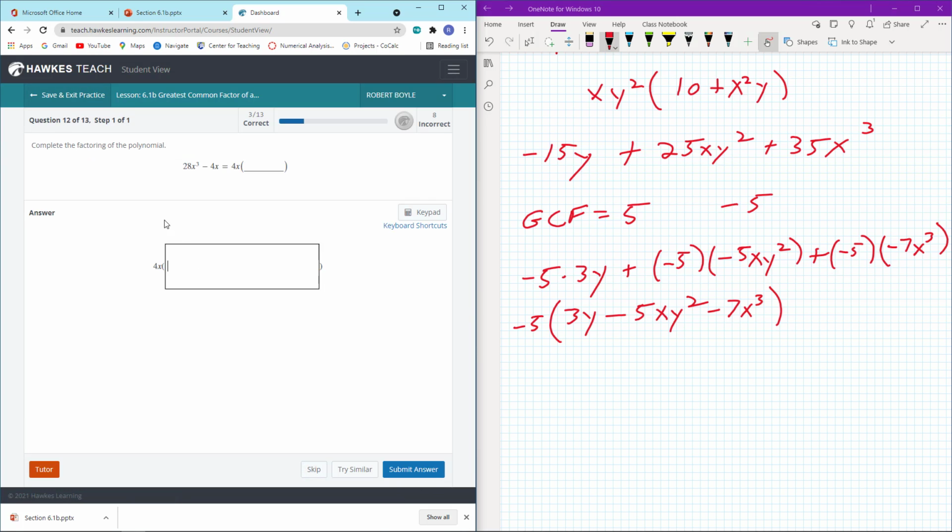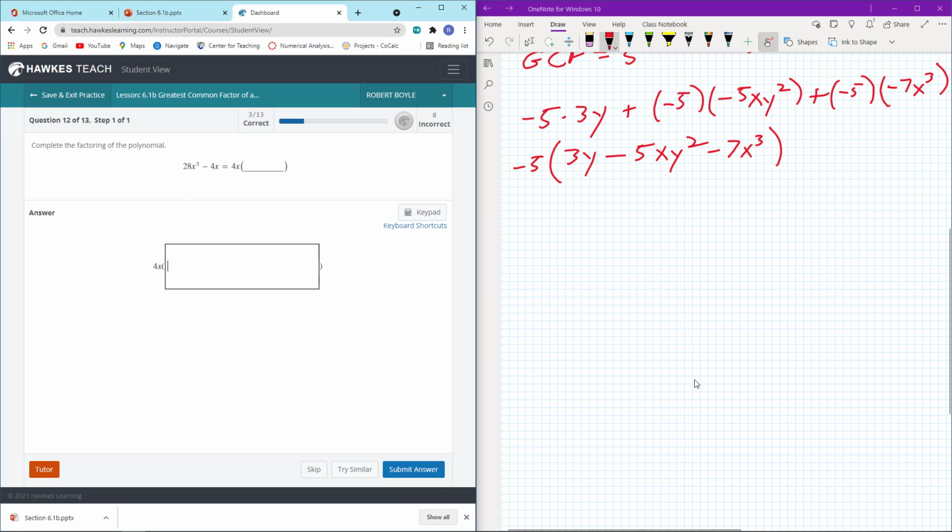How about this one? Okay, here we have 28x cubed minus 4x, and we need to figure out what the other factors are. We know the greatest common factor here is 4x, and we need to figure out what the rest of it is. Now, what do we need to multiply 4x by to get 28x cubed?